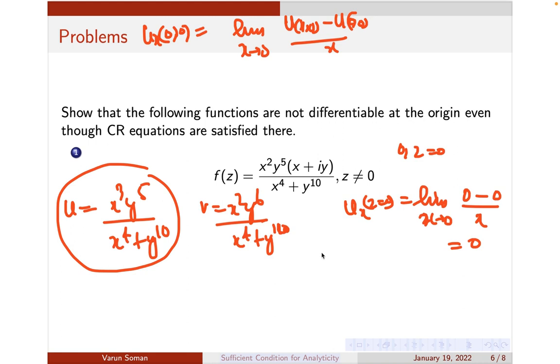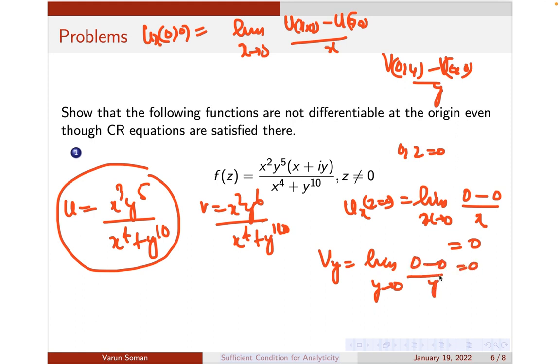Similarly, what is your vy? vy also will be limit of v of 0, y minus v of 0, 0 by y. If you know how to write it, it's very simple. It will simply become limit y tends to 0, v of 0, y is actually 0 minus 0 by y, again 0. So by checking all these relations, they are satisfied, so we can say that the function will satisfy the CR equations.